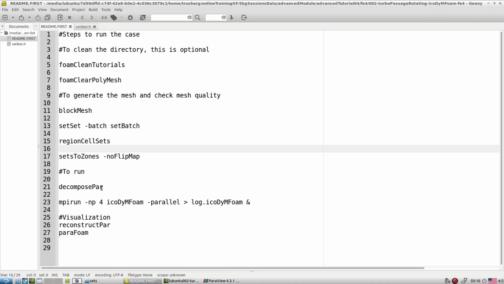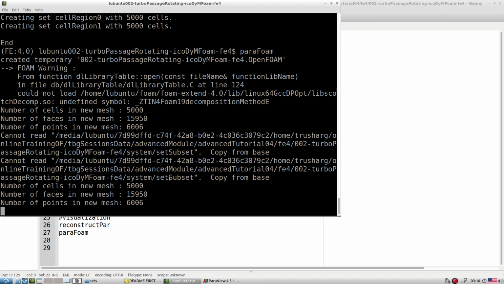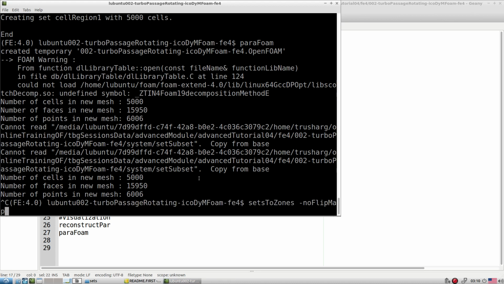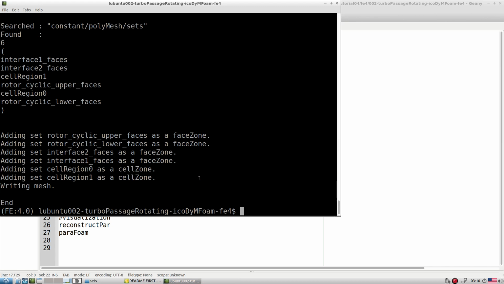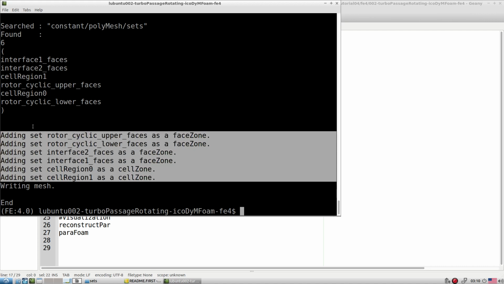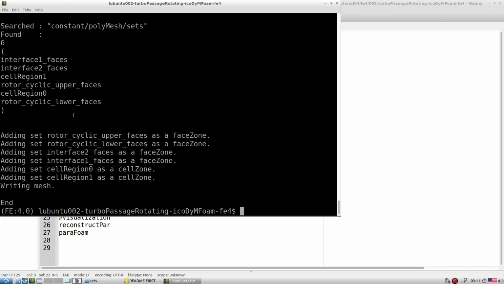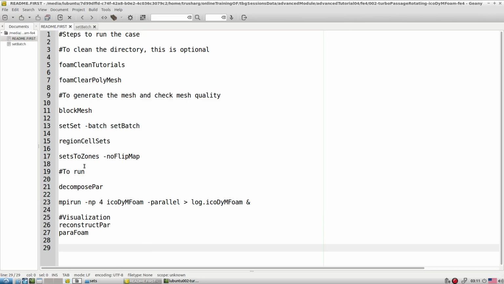So now after the construction of face sets, let's copy the face sets to the appropriate location. For that, let's use this one command, sets to zone no flip flap. If you do that, what is going to happen? Look, rotor cyclic upper face goes as a face zone, rotor cyclic lower goes as a face zone, interface goes as a face zone, this also goes as a face zone, and region 0 and 1 go as a cell zone. So that is how we copied all the sets into the proper zones, the face zones and the cell zones. So we are ready for the run.